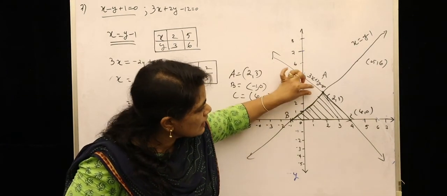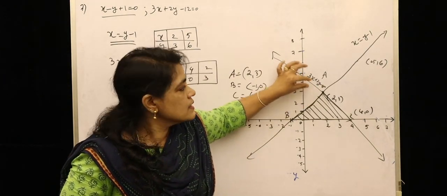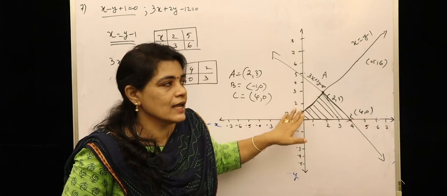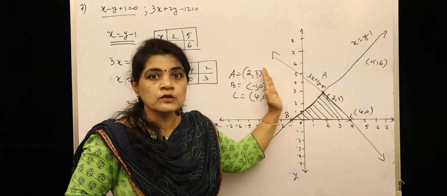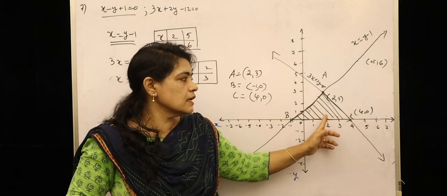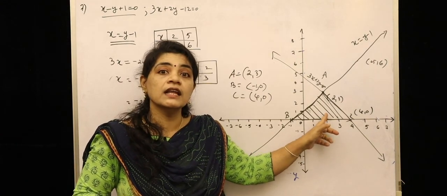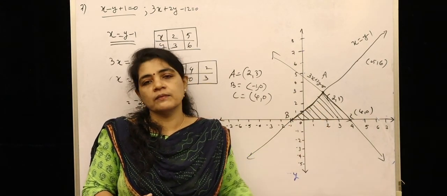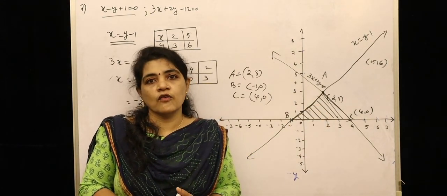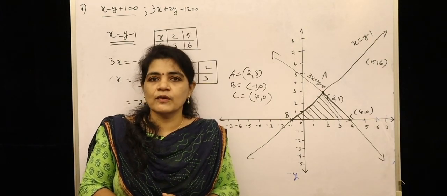Here children, you can see one more triangle, but this is the triangle formed by this line with the y-axis, so don't consider that triangle. This is the required triangle. This shaded portion represents the triangle so formed. So this is all about exercise 3.2.